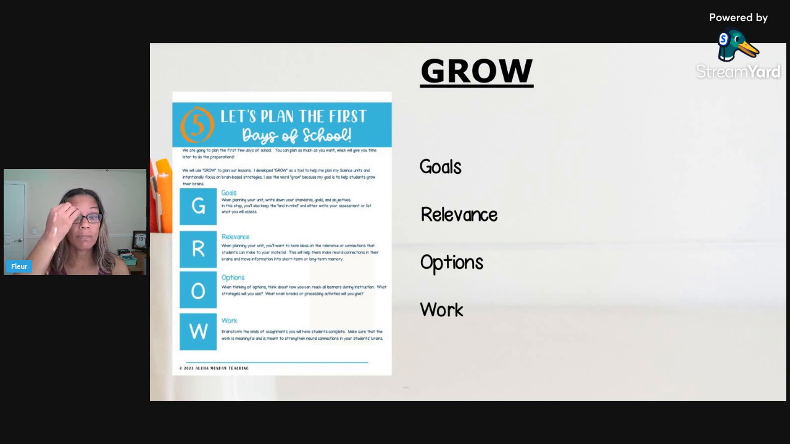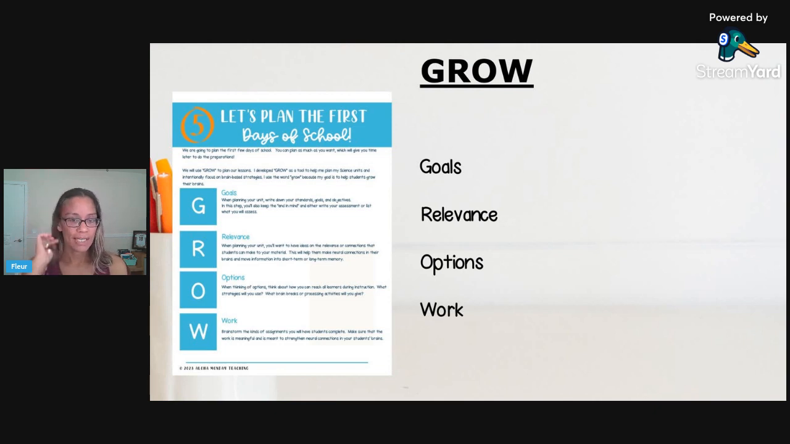And then I have just Word documents for the first days of school lesson plans, and I'll explain those later. All right, let's talk about GROW and what that is. I love learning about the brain, how it works, how kids learn, and all of that. That's what I based GROW off of. It has to do with growing our brains.